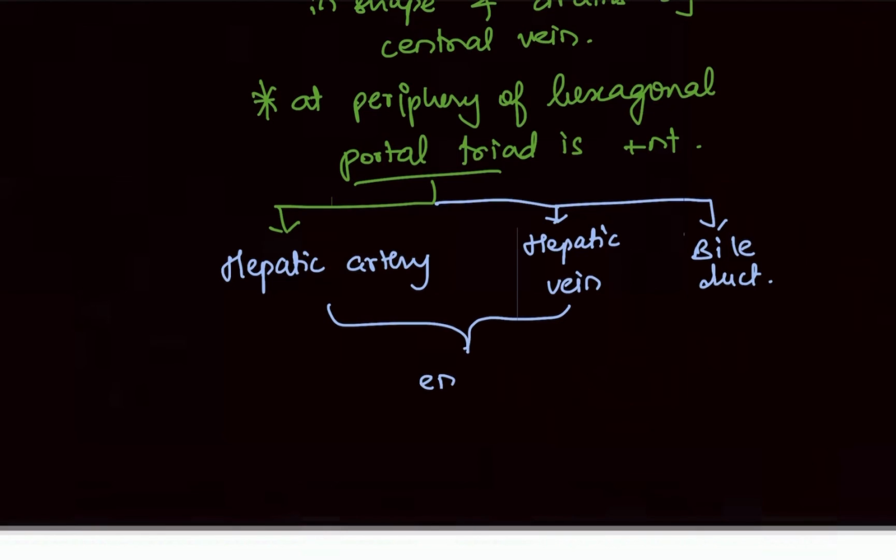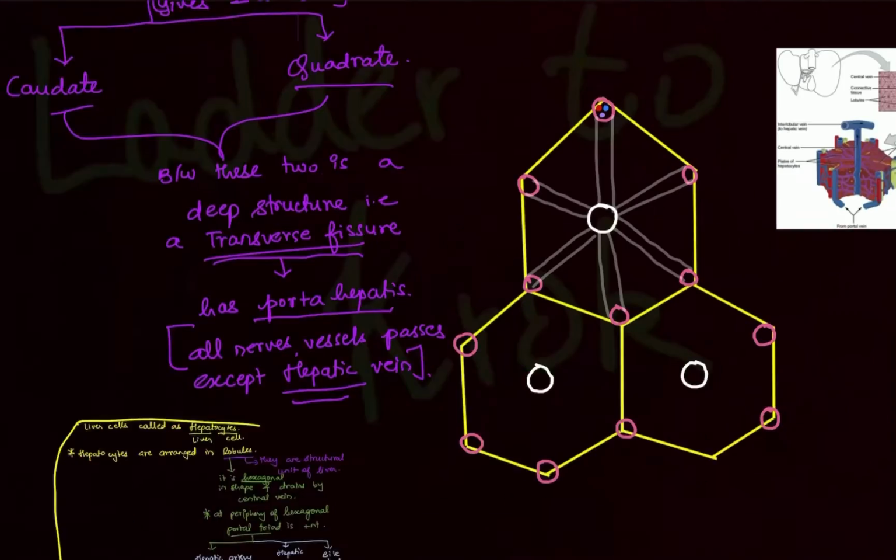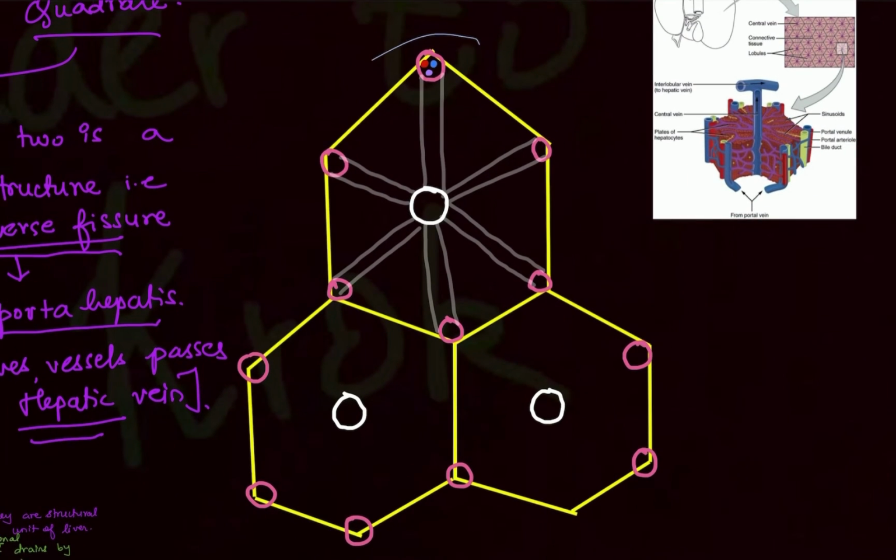Hepatic vein and hepatic artery, they both enter the liver through this portal triad, and bile duct exits the liver through this portal triad. Okay, this is also very important. Now first let's know what I am telling you through this picture. So this is the lobule, this hexagonal shape which you see, this is the lobule.